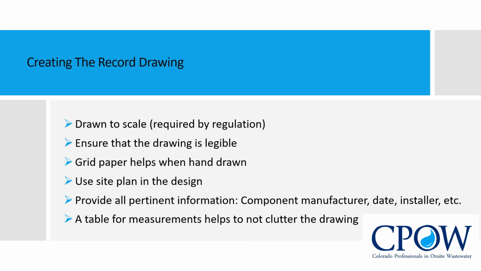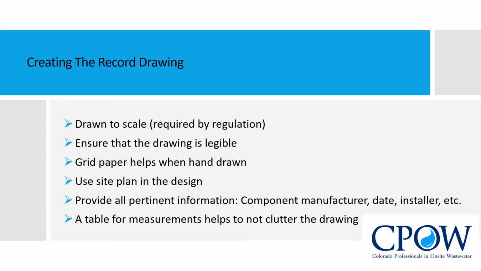Now that you have all the field data, it's time to create the record drawing. First, the drawing must be drawn to scale, which we'll discuss more in some upcoming slides. The drawing must be legible. Using a computer is optimal, but if you need to hand draw the record drawing, it must be legible. Use grid paper or the design plot plan when hand drawing.